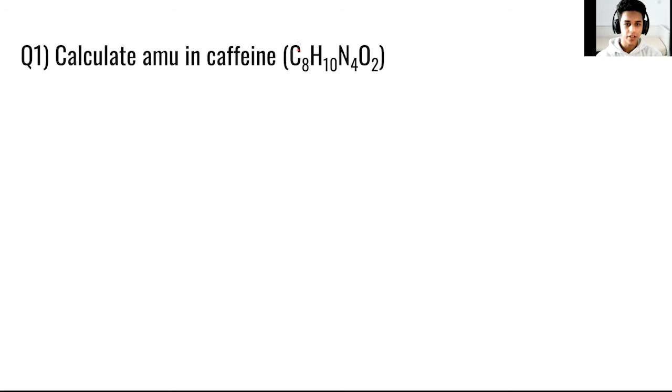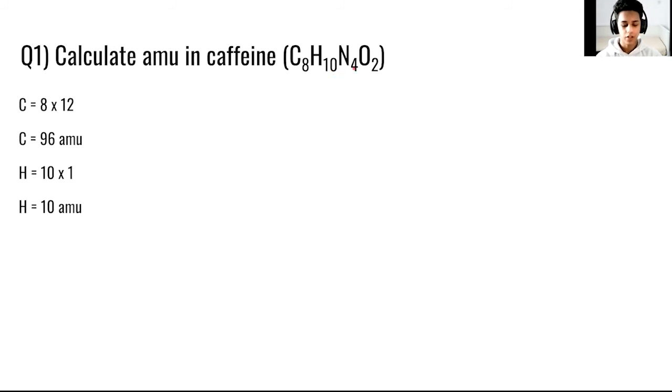We will look at carbon in the periodic table and see the number of its AMU. I have a periodic table here. It has 12 AMU. Then we will multiply it by the number of carbons found in the compound. So we'll multiply 12 by 8, which will be 96 AMU. Then we will do the same thing with hydrogen. We will multiply 10 by 1, which is the AMU of hydrogen.